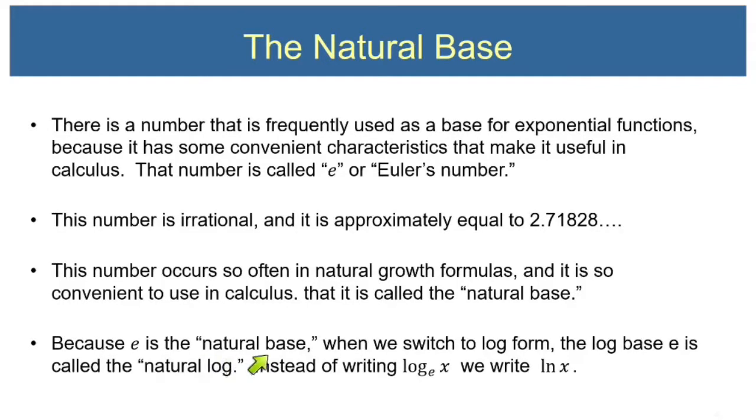Now because e is the natural base, when we switch to log form, the log base e is called the natural log, and that makes sense, right? So instead of writing log base e like this, we write it like this. So ln stands for natural log. I know you feel like it ought to be NL because in English we say natural log, but in Latin the natural would come after the log part. So that's why the n comes last. So ln represents natural log. We would read this ln x, or you could say natural log of x. But it means the same thing as this, but we just never write it this way.